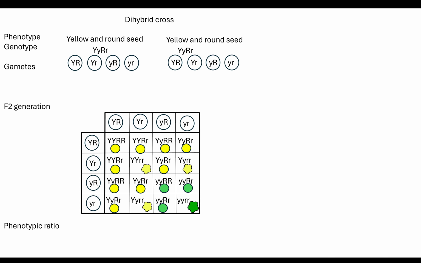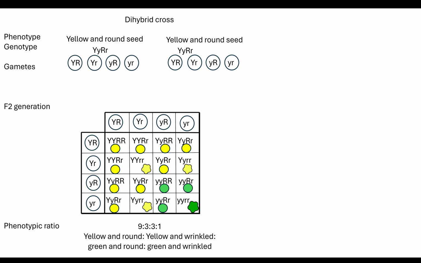So this is what's known as a Punnett square or a Punnett diagram. What I'm doing is I'm representing all the potential combinations that could be a result of random fertilization occurring. And what that would give me is a 9 yellow and round, 3 yellow and wrinkled, 3 green and round, and 1 green and wrinkled.